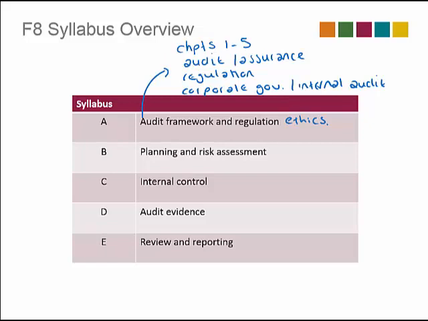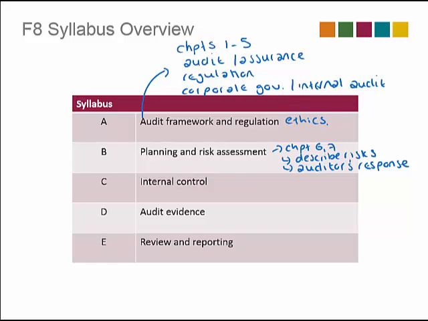Syllabus area B is planning and risk assessment. Now that's chapters 6 and 7, and it's a key audit area. What we're thinking about is, can you describe audit risks? It's extremely important for the exam, and think about the auditor's response. So once they've spotted a risk, what is the auditor going to do to address it?